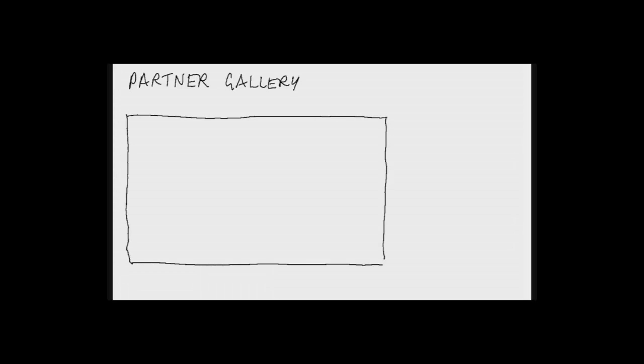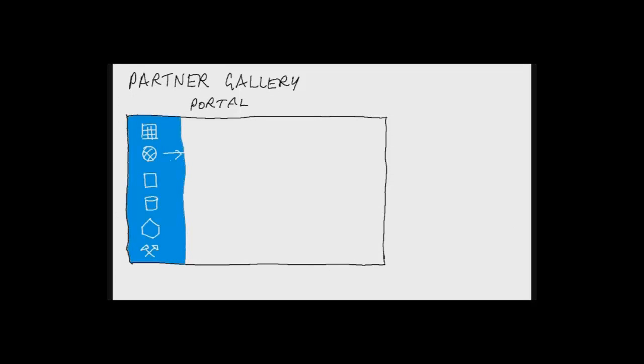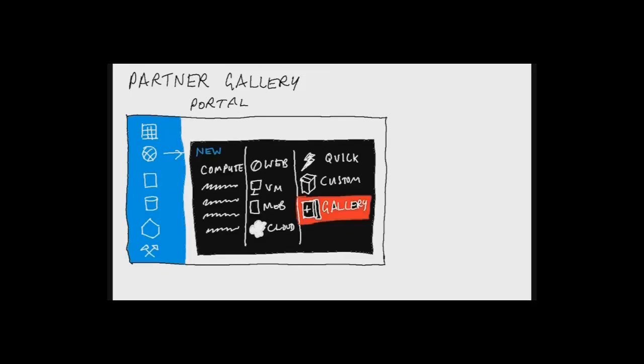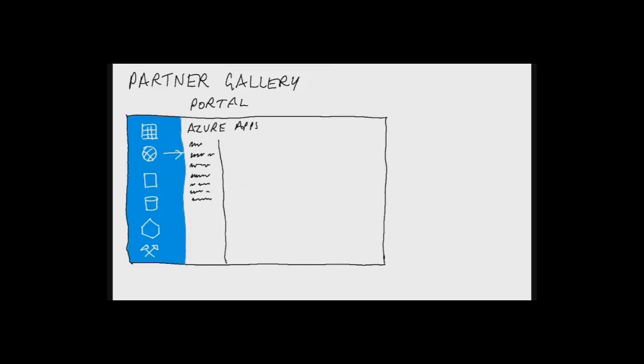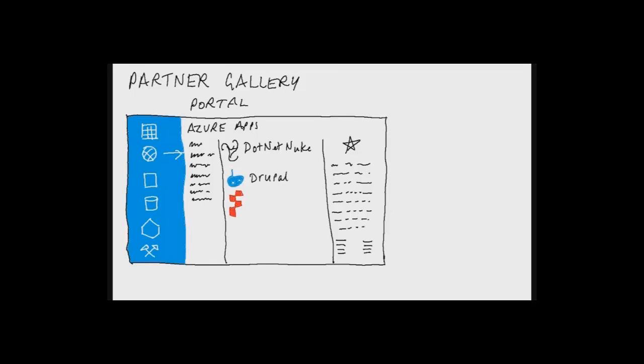Okay, then we have a partner gallery. So we've done a lot of work with the third-party platforms that exist out there. For example, this is showing .NET Nuke, Drupal, I think that's Composite, and Joomla. They're all content management, blog, and commerce type open source systems. So we've worked with them.